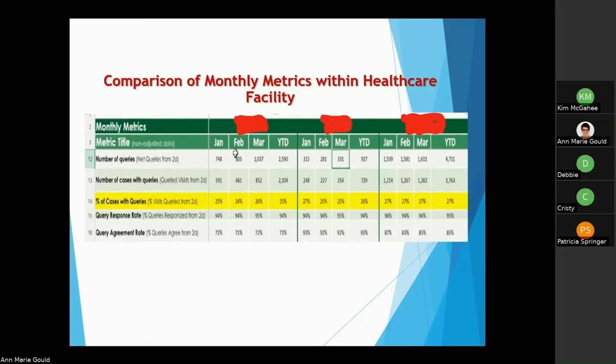The number of cases with queries, as you can see, is in the yellow. I don't know exactly what their benchmark was, so they probably wanted it a little higher because it's not in the green. They had 331 queries for the month of March. Wow. In the second, wow, yeah, right. Look at the third quarter. They had 1,500 queries, 1,600, January, February, and March.